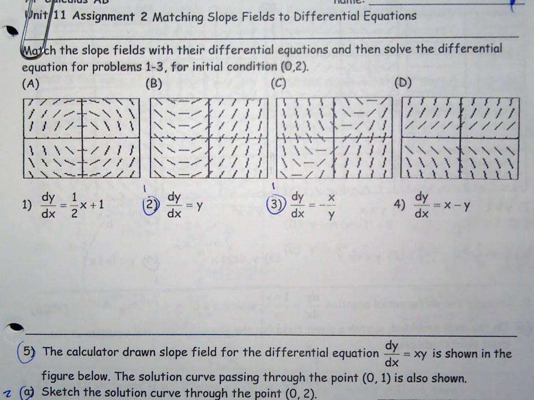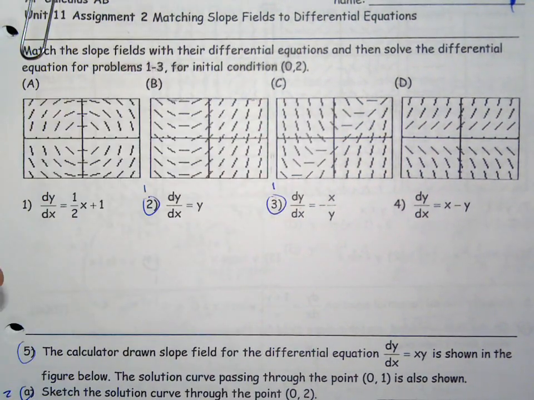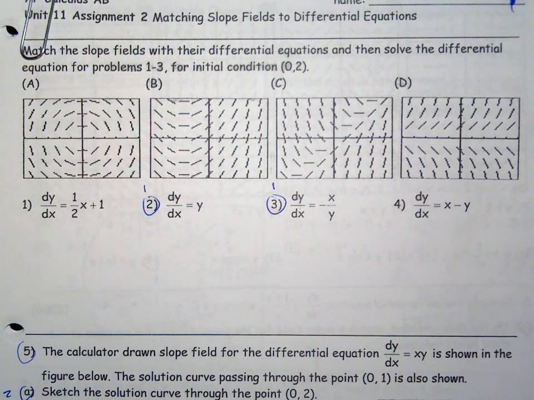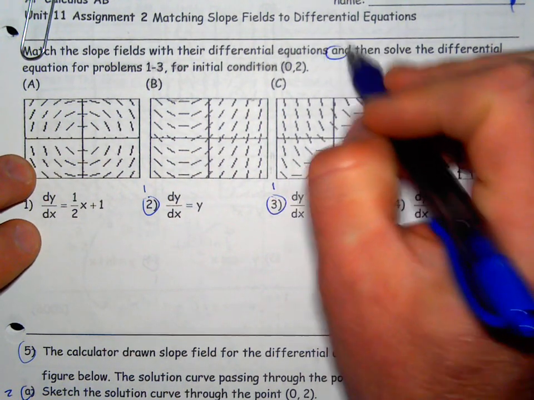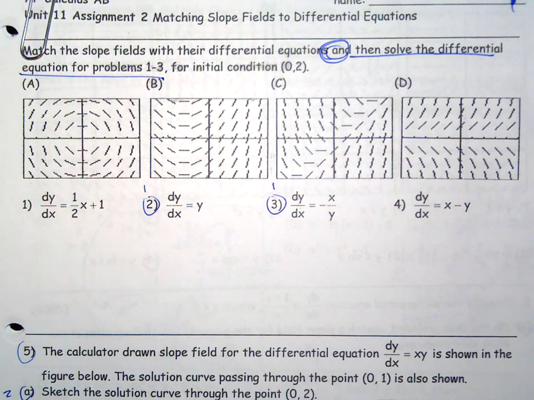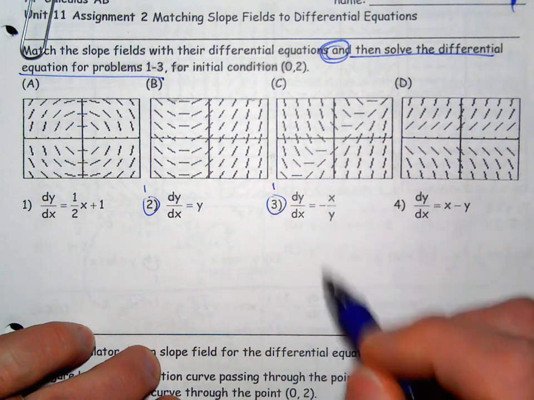These first problems, you're supposed to match the slope fields, which we talked about. And then on part B, it said to solve the differential equation for 1 through 3. And that should make sense. The answer you get should look like the shape that you saw on the picture. So you should have already matched these up without doing this work.